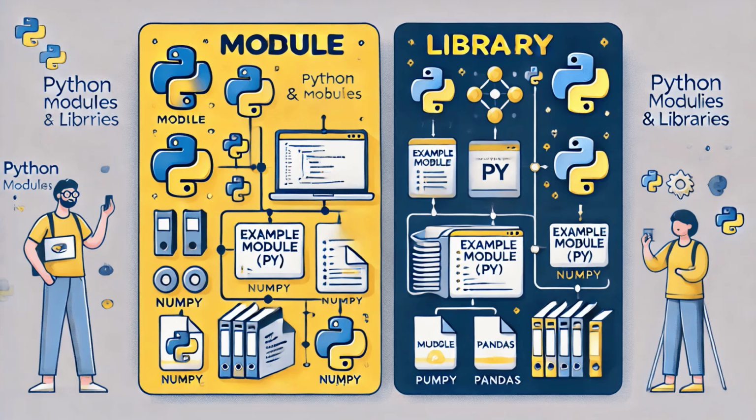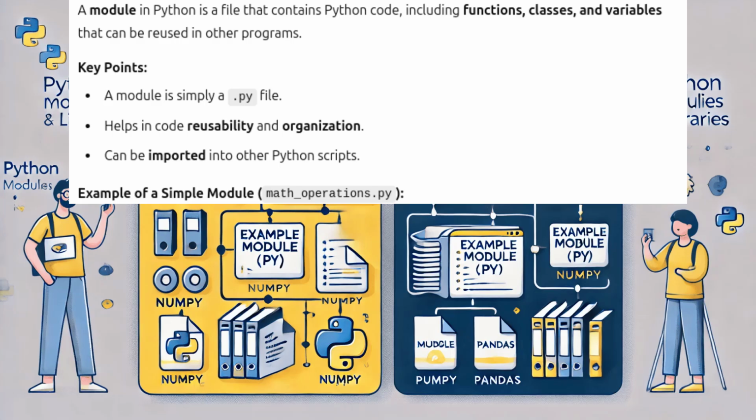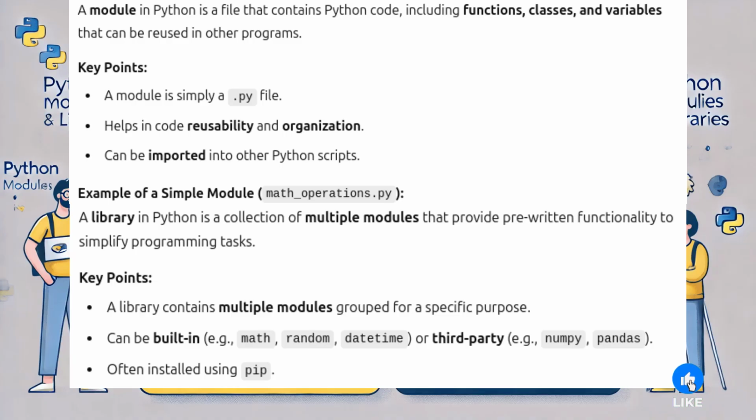In Python, a module is simply a file that contains Python code, functions, variables, or classes that you can reuse in your programs. A library is a collection of modules that provide additional functionality beyond Python's built-in features. So, in brief definition, I would say modules are individual Python files containing reusable code, and libraries are collections of modules that add extra functionality.